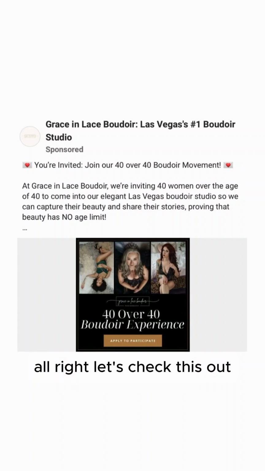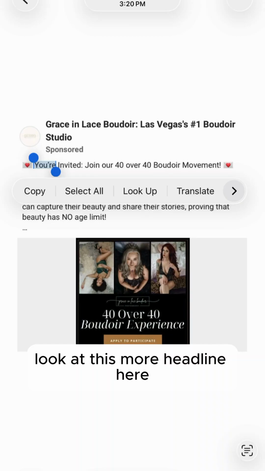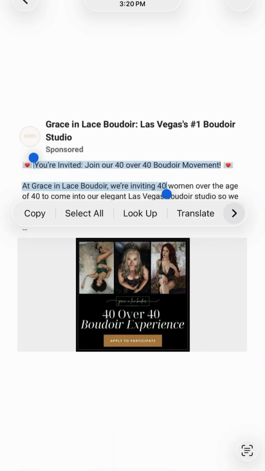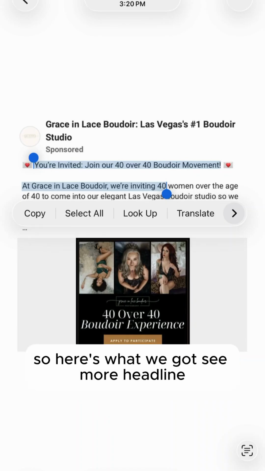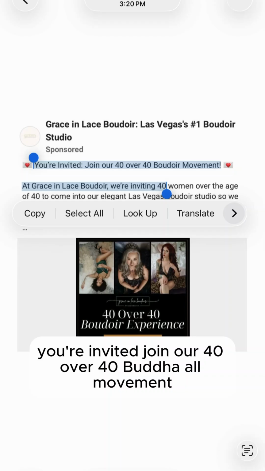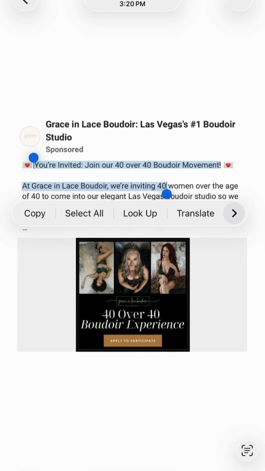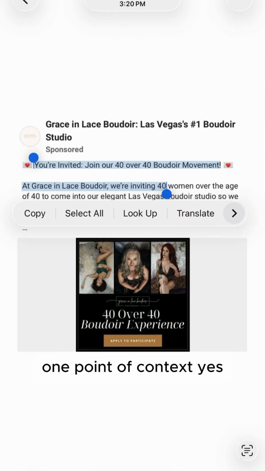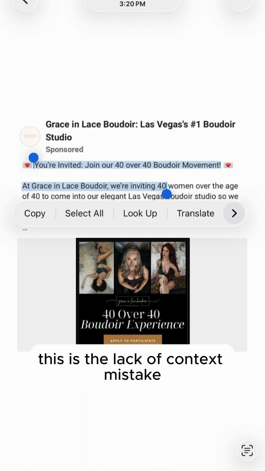All right, let's check this out. Look at the see more headline here. First 2 3/4 lines, Facebook newsfeed mobile. So here's what we got. See more headline: You're invited. Join our 40 over 40 Boudoir movement. Business Boudoir 40. All right. So we got like one element of context here, one point of context. Yeah, so it's the lack of context mistake.